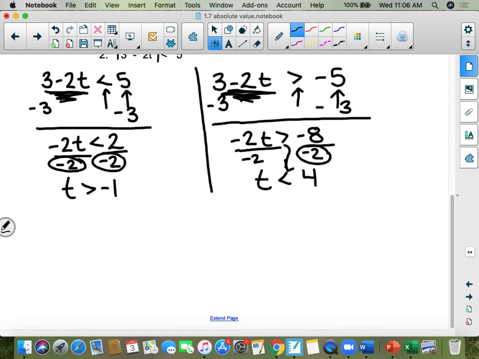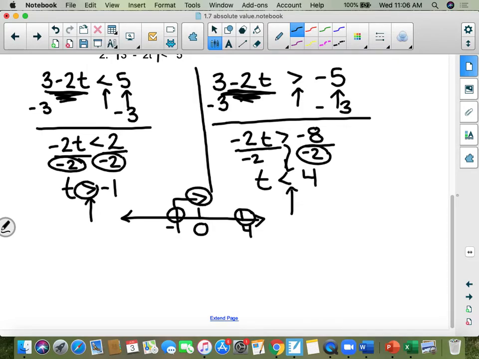Now that I solved it, I can graph them. Well, here's 0. Here's about positive 4. Here's about a negative 1. Notice that there is no line underneath the inequalities. That means that both of these have to be open. Notice that a negative 1 needs to be shaded to the right, and 4 has to be shaded to the left.